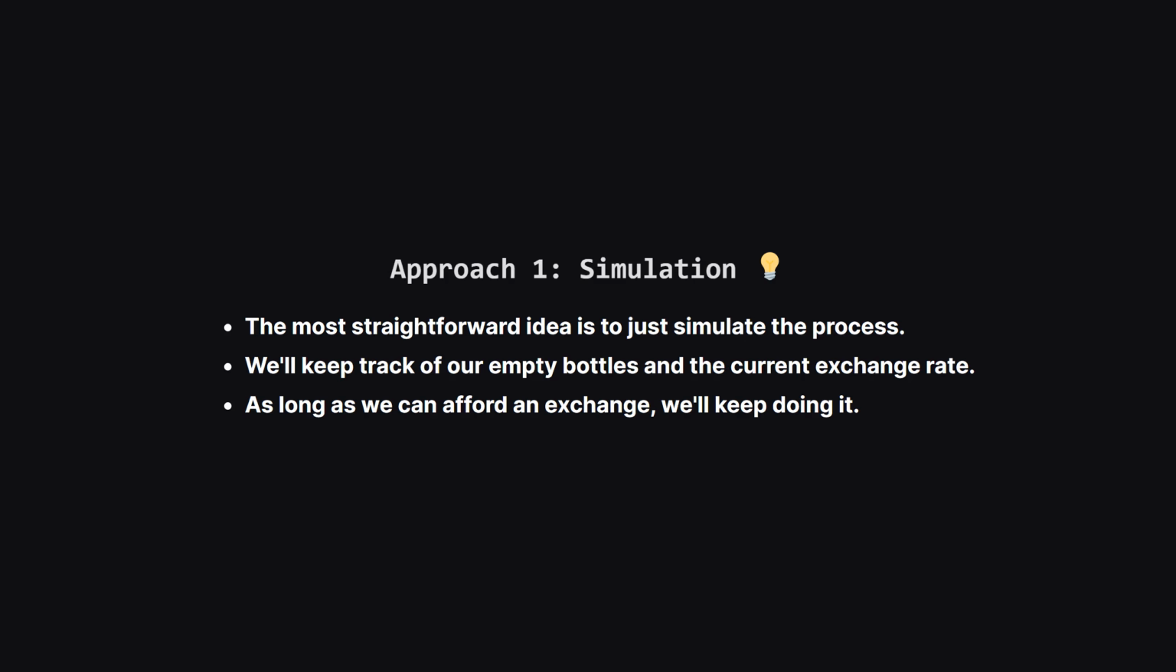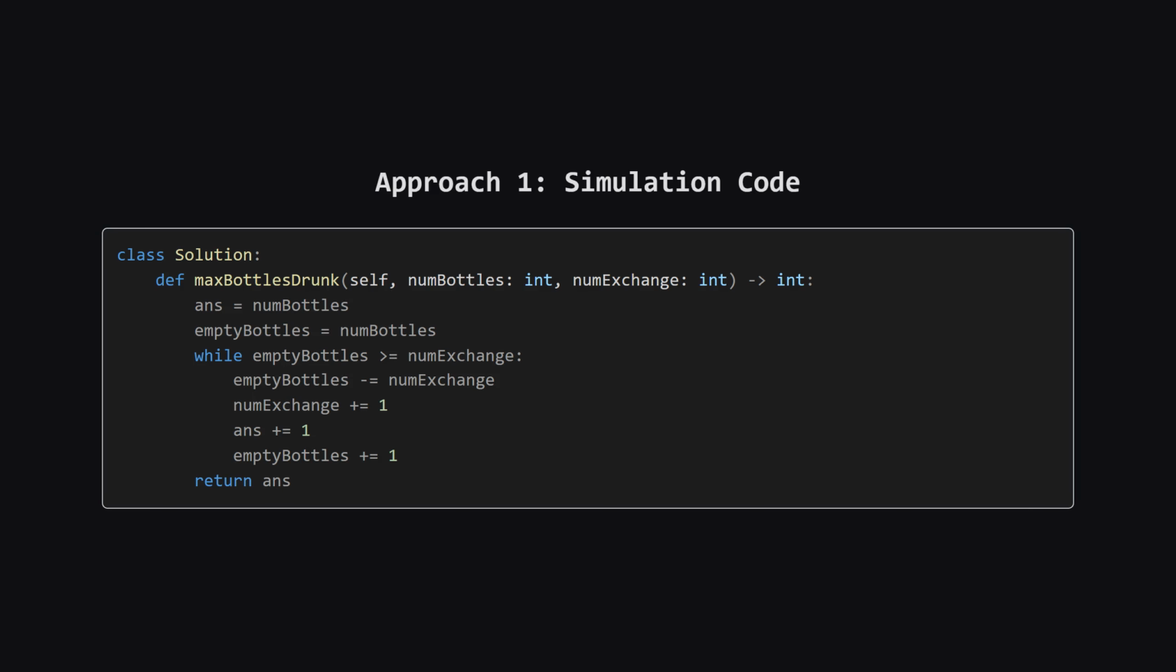Okay, for our first approach, let's just do what we did in the walkthrough. This is called a simulation. We'll create variables to track how many bottles we've drunk, how many empties we have, and what the current exchange rate is. Then, we'll just loop as long as we have enough empty bottles to make a trade. Alright, here's the complete Python code for the simulation approach.